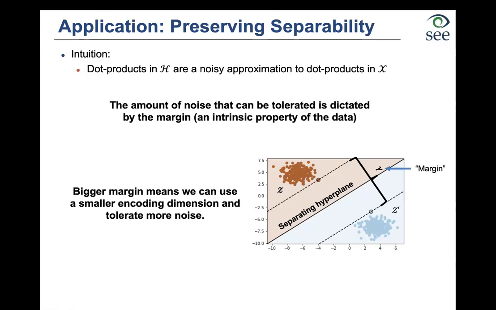But these are a noisy approximation, and so the amount of noise that we can tolerate is dictated by the margin, which is an intrinsic property of the data that we don't have control over. And intuitively, what this means is that if our data points are separated by a bigger margin, we can use a smaller encoding dimension and tolerate more noise.